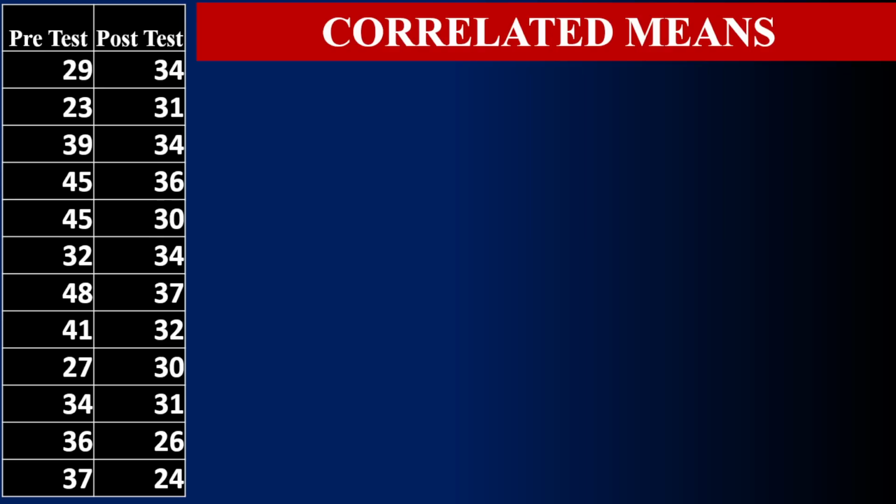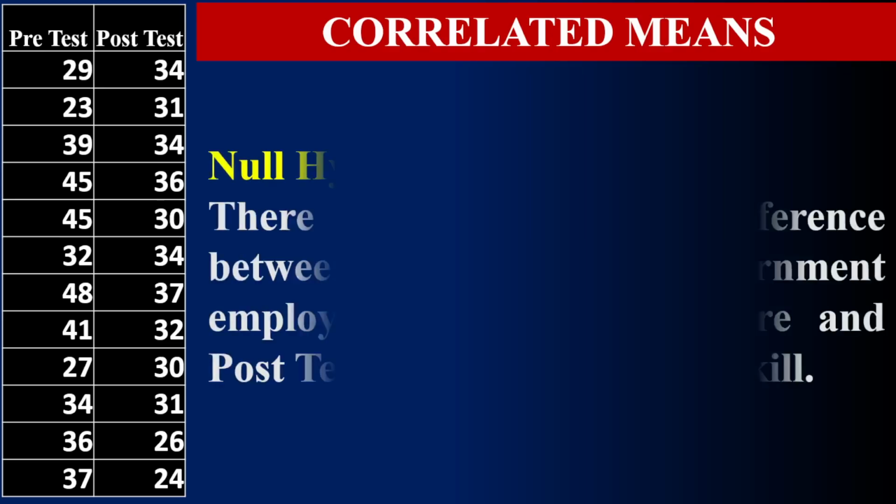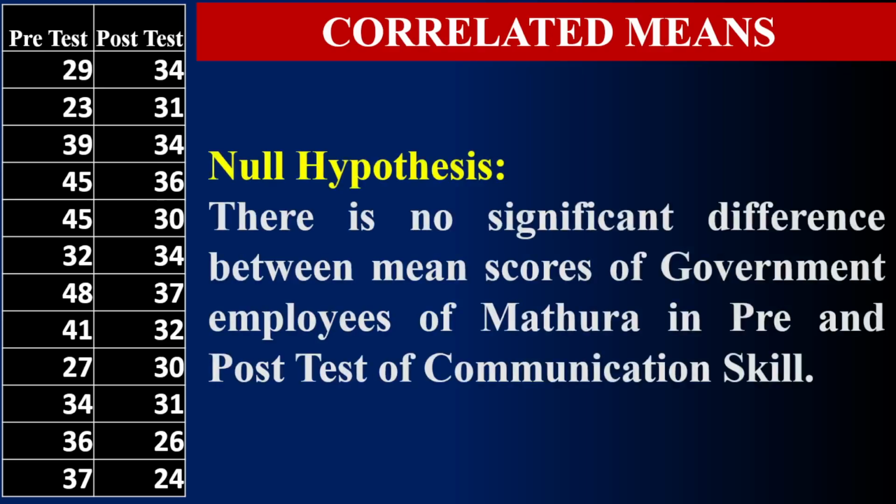One example is given here in which the pre-test and post-test scores of government employees of Mathura are given to check the significance of difference between two means. The hypothesis is formulated as shown on the screen. There is no significant difference between mean scores of government employees of Mathura in pre and post test of communication skill. Now to find the T value, we transfer these data into an Excel sheet.